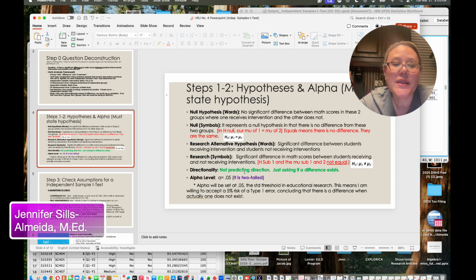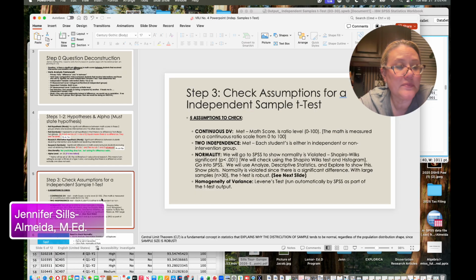The directionality, we're not really predicting direction. What we're trying to say is, does a difference exist? The alpha level is at 0.05, so that means that with this threshold, we're willing to accept a 5% risk of a type 1 error, and conclude that there is a difference when actually one does not exist.